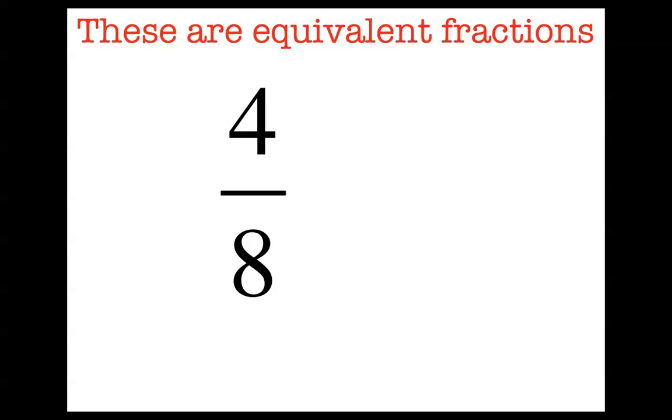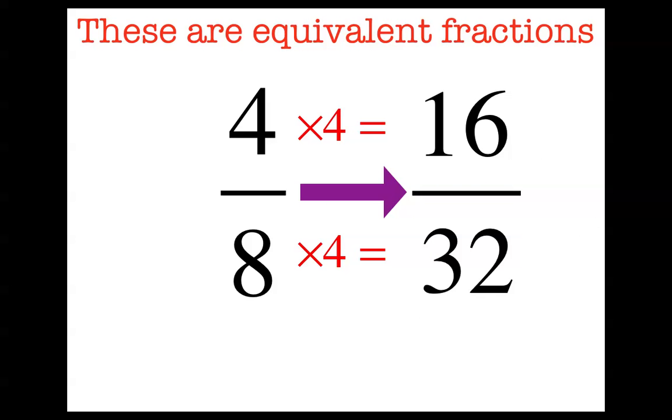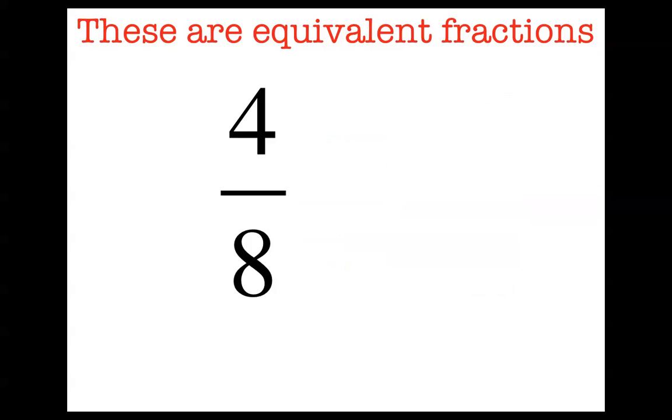Okay, here's a different example. What if I wanted to find another equivalent fraction to 4/8? I could times the top by 4 and times the bottom by 4 as long as I do the same thing to both. If I did that, what would I get? Well, on top I would have 4 times 4, and on bottom I would have 8 times 4. That would be 16/32, or 16 over 32, or you could say 16 out of 32. Your fraction would be a 16 on top and a 32 on the bottom, and it would be an equivalent fraction to the 4/8 that you started with.